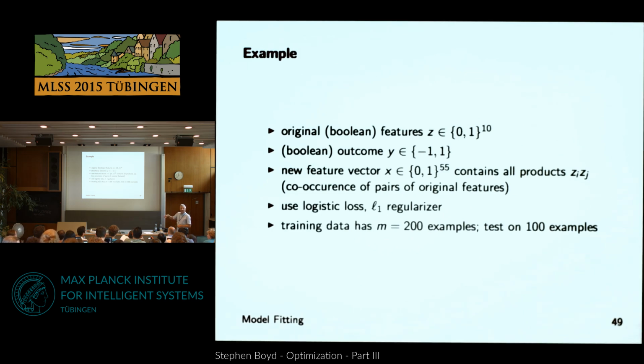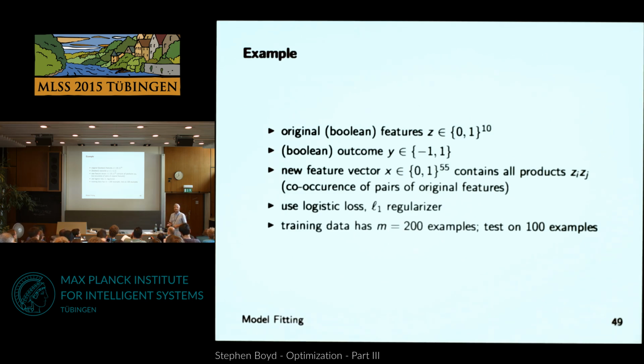So, of course, on the diagonal, those are the original features, right? Because it's zi squared, which is zi, right? We'll use logistic loss and an L1 regularizer. It just really doesn't matter. The L1 regularizer will do a nice thing. People here know about that. It will sparsify the model.